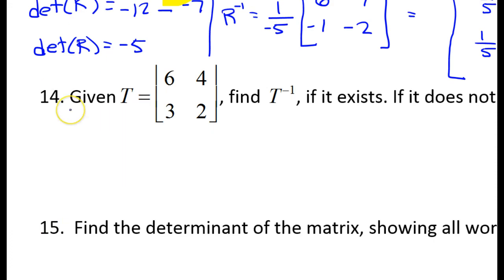Number 14, we are once again supposed to find an inverse if it exists. It's a square matrix, so that's a good start, because it has to be a square matrix in order to have an inverse. But also it's important that the determinant does not equal 0. So the first thing we have to do anyway is find the determinant. Remember that the determinant of matrix T is going to be the down diagonal minus the up diagonal.